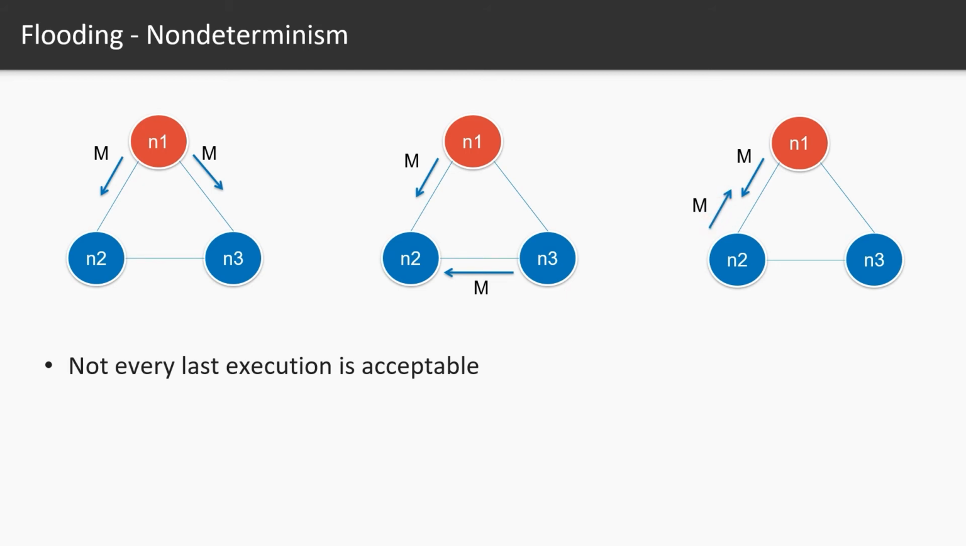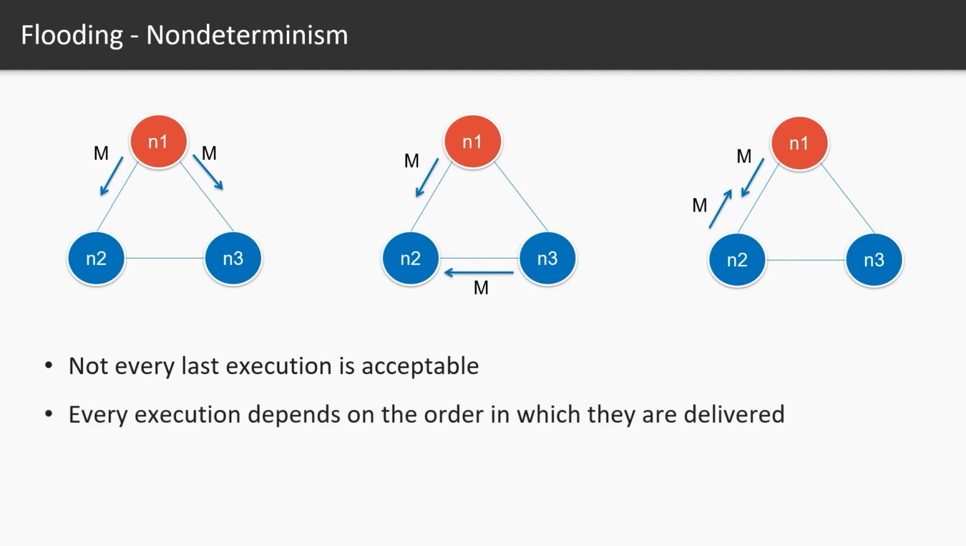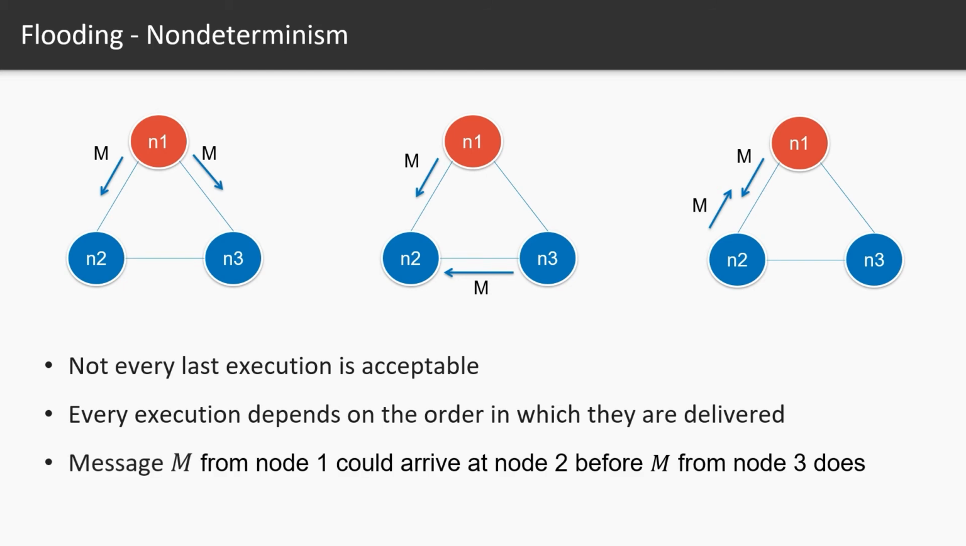So every such execution is not acceptable, especially in this case as we have described above. So this is the worst case scenario in this flooding algorithm. And every execution depends on the order in which messages are delivered. So the message M from node 1 could arrive at node 2 before M from node 3 does, which is exactly as I described in the situation above.